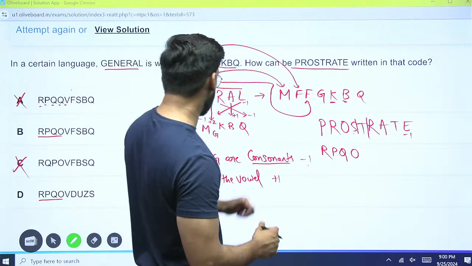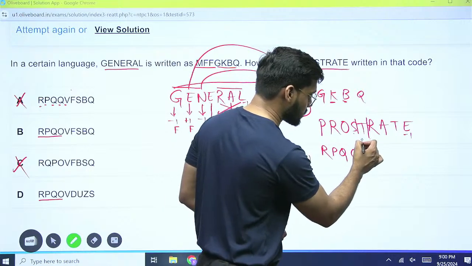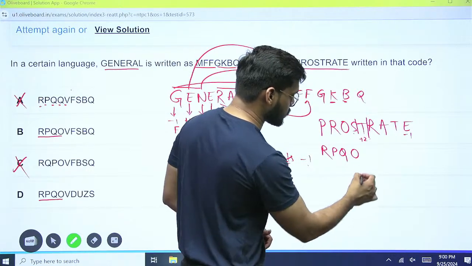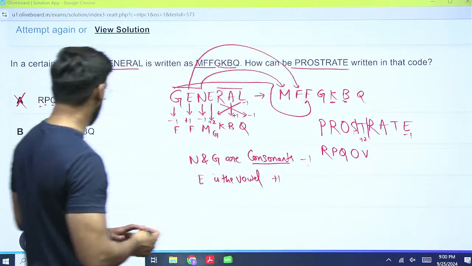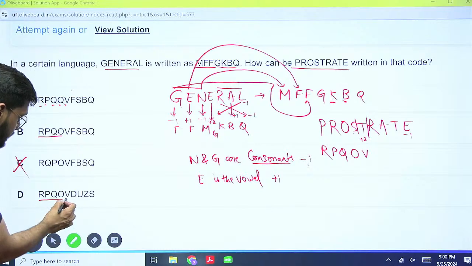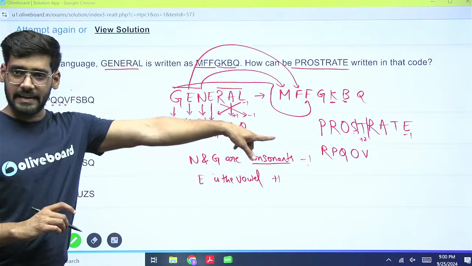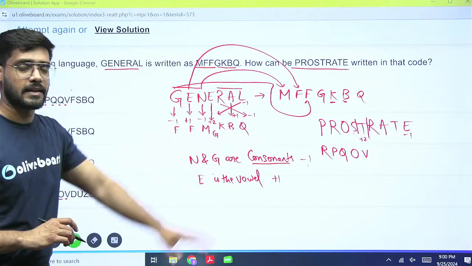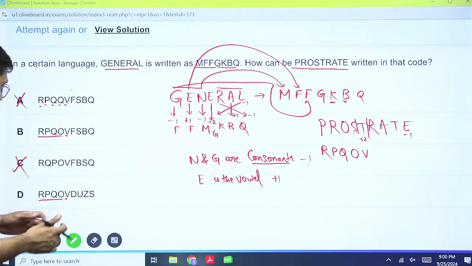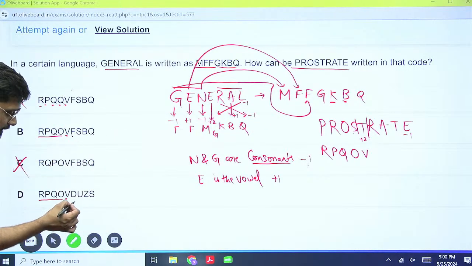Okay. In the middle letter, what will we do? We will +2 the letter T. So T +2 will give us V. And do we have any option with V? Yes, V is given at the 5th position. Now with the E, we are going to be very sure about our option, because here it is given F, here it is given D.